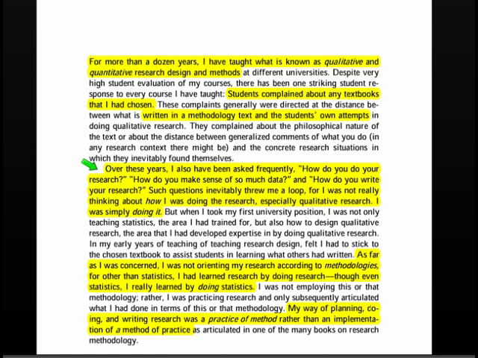And he found that his students were asking him questions all the time, like, how do you do your research? And how do you make sense of so much data? And how do you write your research? So this is typical of the approach of, let's say, a novice or a journeyman when talking with an experienced practitioner or a master. Or if you think of a martial arts model, this would be the new students asking the black belt, how do you throw that? How do you throw that punch? How do you perform the kata? How do you handle that weapon?